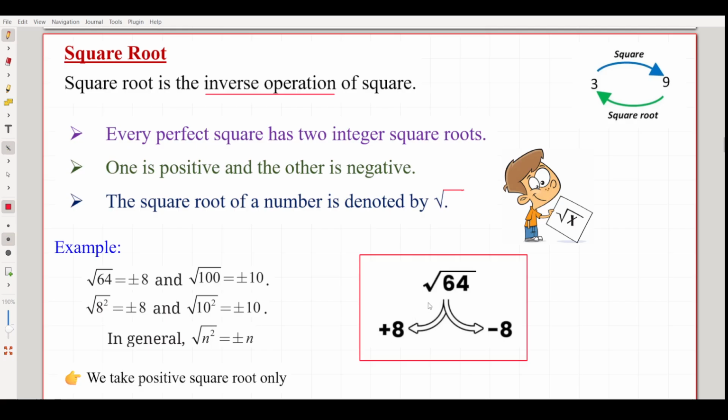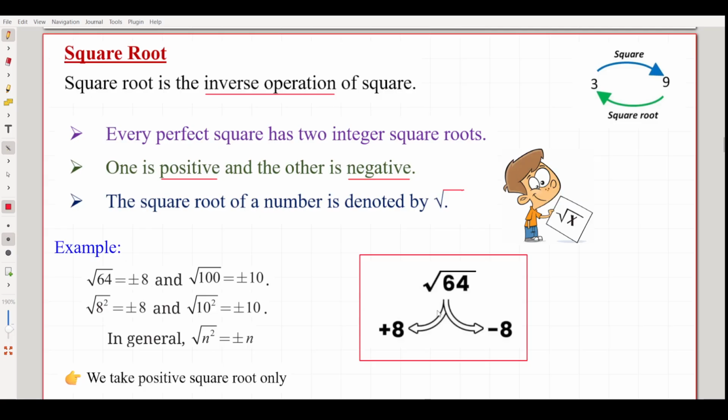While taking the square root, every perfect square has two integer square roots. One is positive, another one is negative. For example, the square root of 64 is plus 8 or minus 8. So we'll be writing it as plus or minus: the square root of 64 is plus or minus 8.